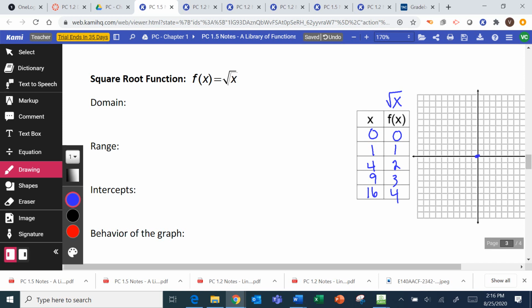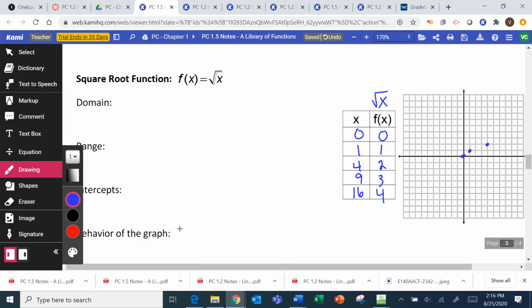I graph it. My 16 doesn't even fit on the graph, so I don't even need that one. That was kind of ugly. I'm sorry. I got to redo this. It's ugly. Still kind of ugly. Okay.